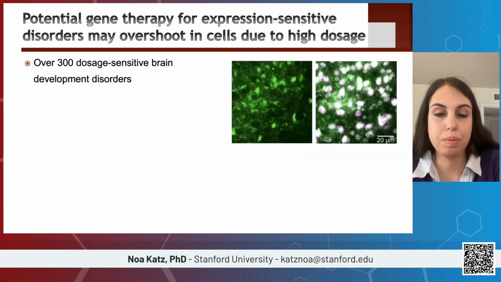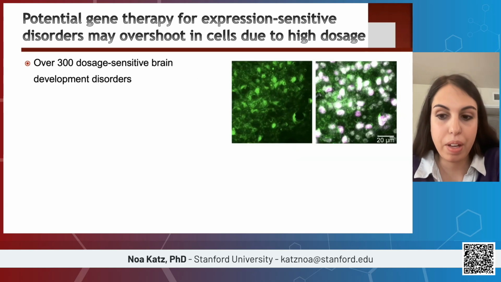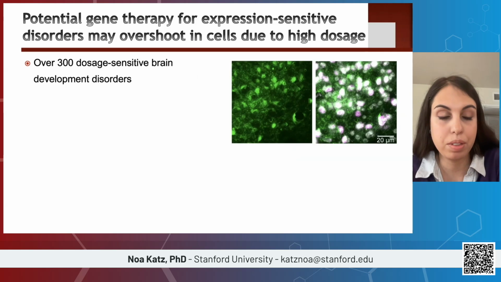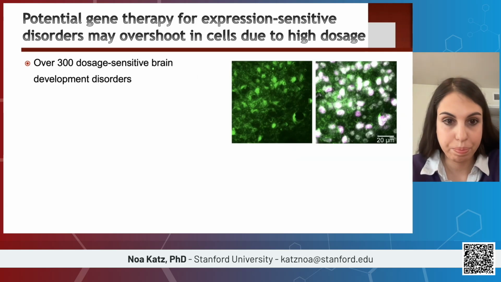So going back to this beautiful image of the GFP in the brain, you can see very nice expression. But you can also see there's high variability between cells, coming from the fact that some cells received high viral titer, expressing more GFP, and some received less, expressing less. And so it is very difficult to control the expression levels of every single cell. And this becomes crucial when we talk about over 300 dosage-sensitive disorders in the brain.